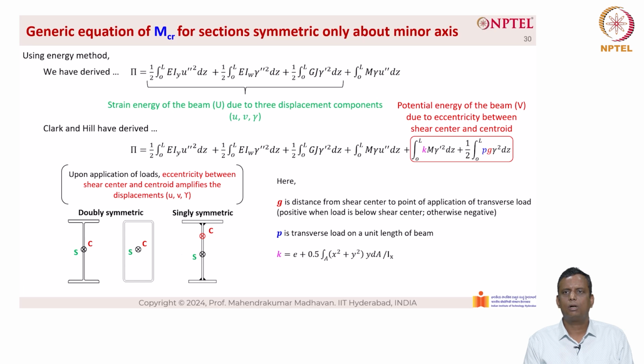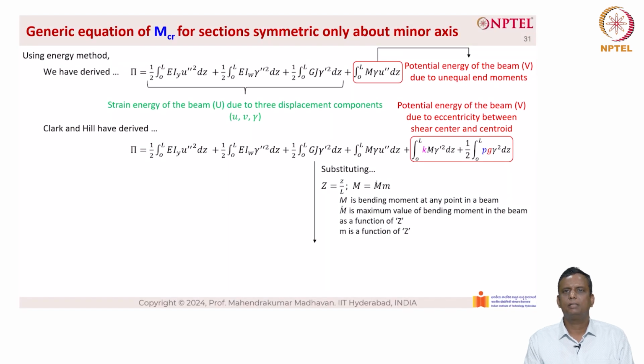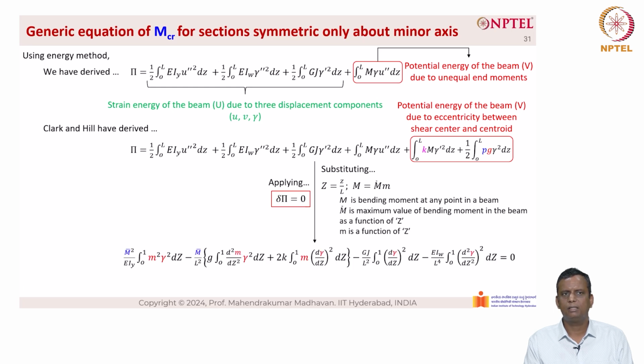P is the transverse load on a unit length of beam, and K is given as E plus 0.5 integral of A into x square plus y square into y dA divided by Ix. Now substituting capital Z equal to small z by L and capital M equal to capital M bar into small m. Basically, we are non-dimensionalizing the parameters, and here M is the bending moment at any point in a beam, M bar is the maximum value of bending moment in the beam as a function of Z, and m is a function of Z. So when we apply del pi is equal to 0, we have this equation as shown below here.